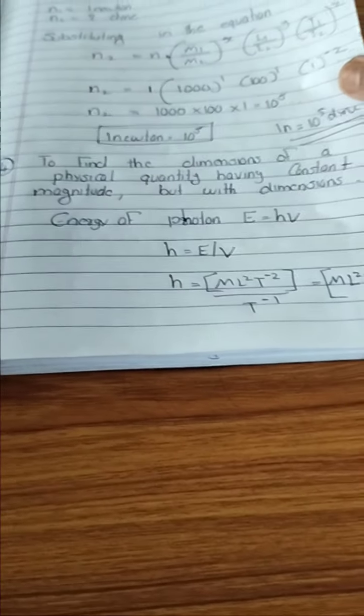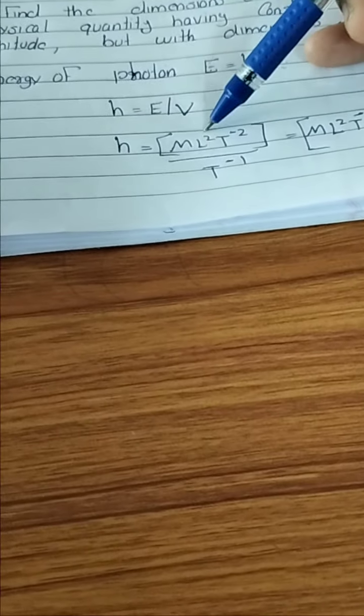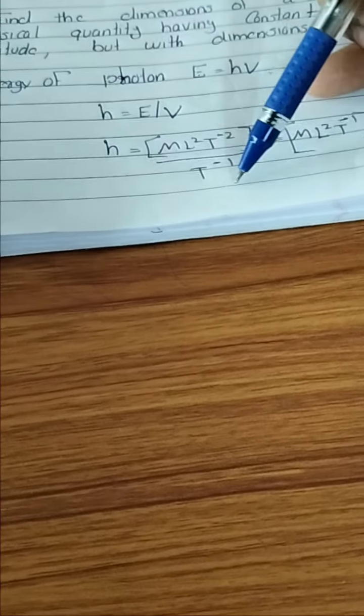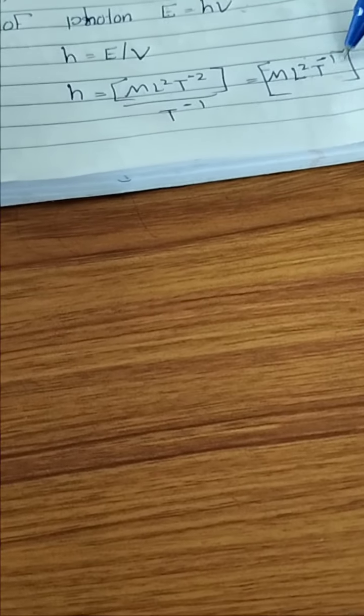Next use, the fourth application, the fourth use of the dimensional equation: to find the dimension of a physical quantity having constant magnitude but with dimension. Example, in the case of a photon, E equal to h nu. E means energy of the photon, h means Planck constant, nu for frequency of the photon. From this equation, what is h? E by nu. So h equal to E by nu. The dimensional expression of E is M L square T raised to minus 2. The dimensional expression of frequency is T raised to minus 1. So T raised to minus 2 by T raised to minus 1, your answer is T raised to minus 1. So M L square T raised to minus 1. That is Planck's constant h. Got it?